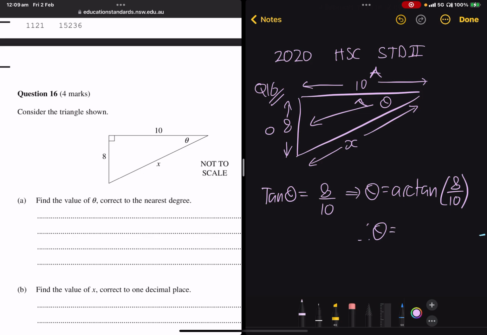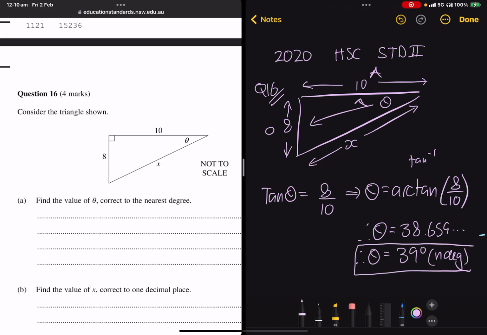So the arctan, by the way, is the same as tan minus 1. Many of you will identify this as tan minus 1. The correct name for this is arctan. So shift tan on the calculator, 8 over 10, that gives me, correct to the nearest degree, 38.659... So if we round this, we will get theta is equal to 39 degrees to the nearest degree.